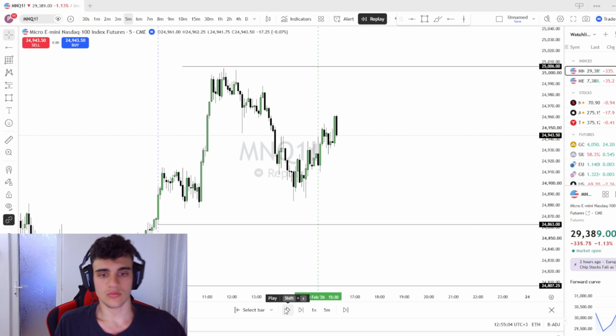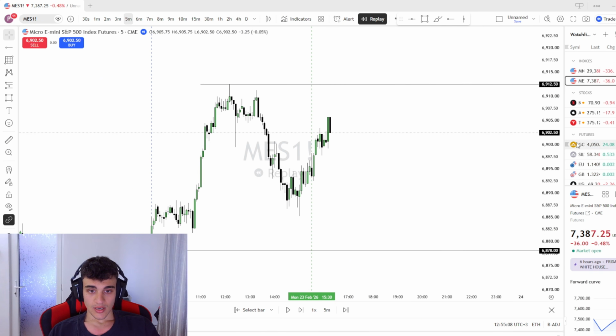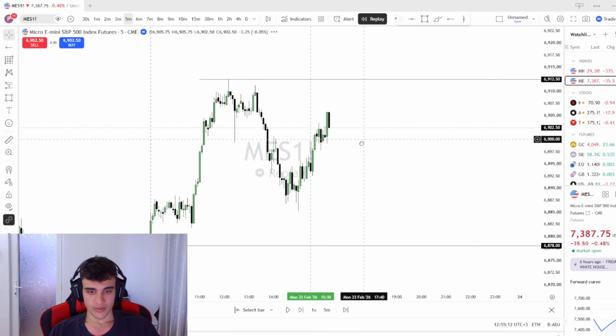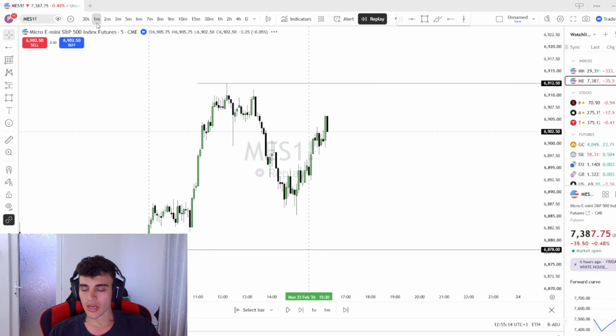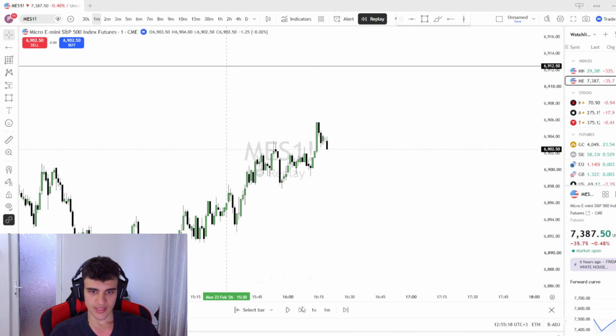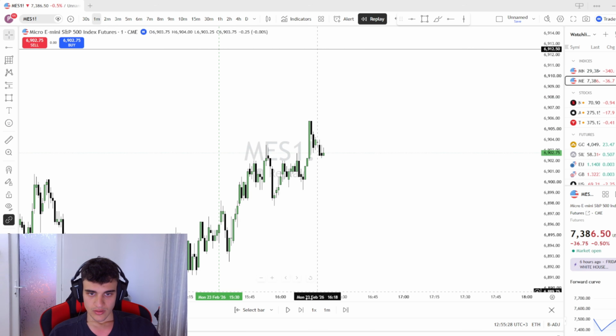Okay, so we broke 5-minute structure to the upside on both indices. Right now we make a fat retrace. Did we break 1-minute structure to the downside? Not yet, but I think we will. Okay, we broke 1-minute structure to the downside on both. Yes, on both. So let's see if we break structure back up.